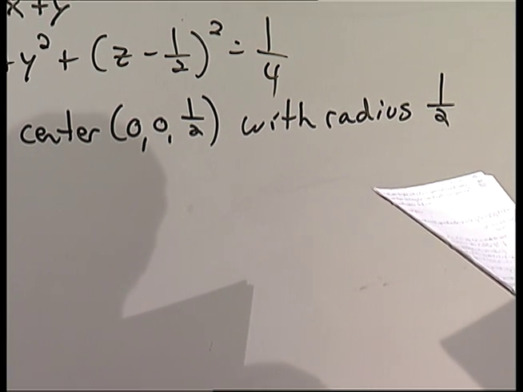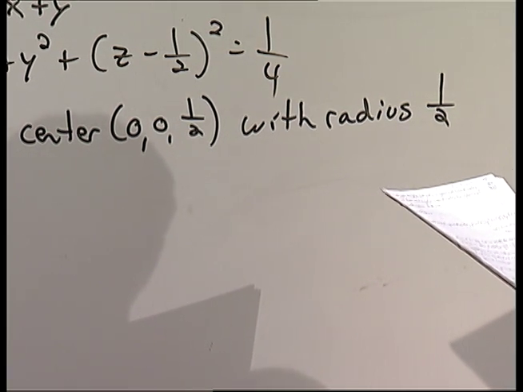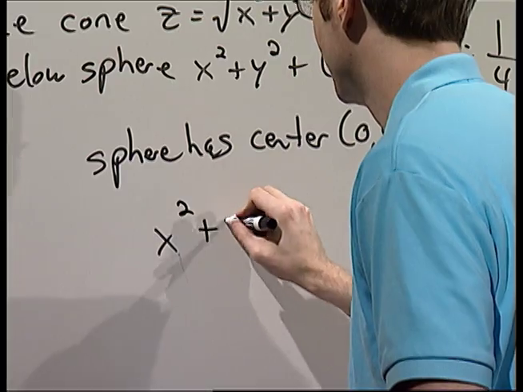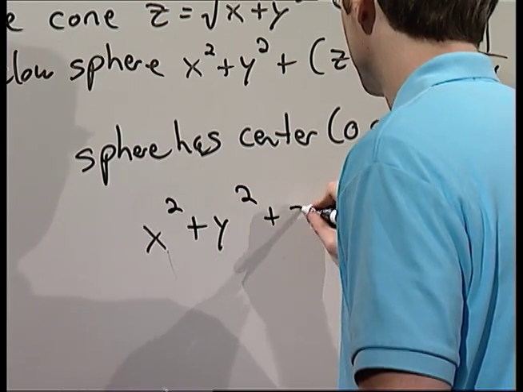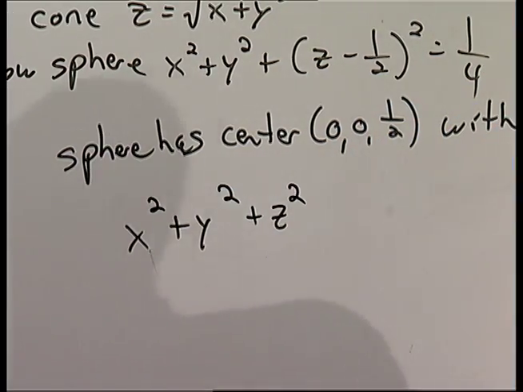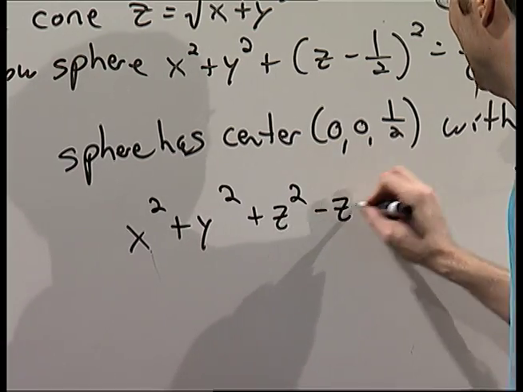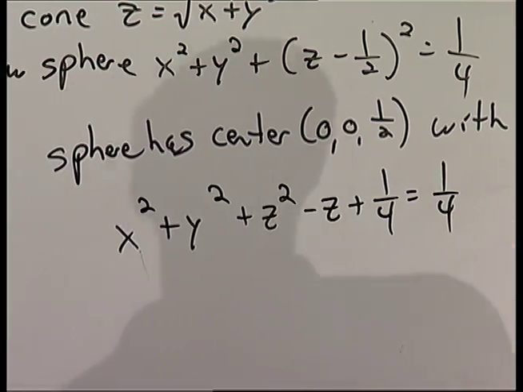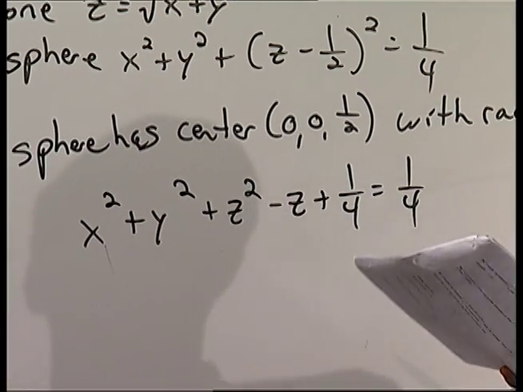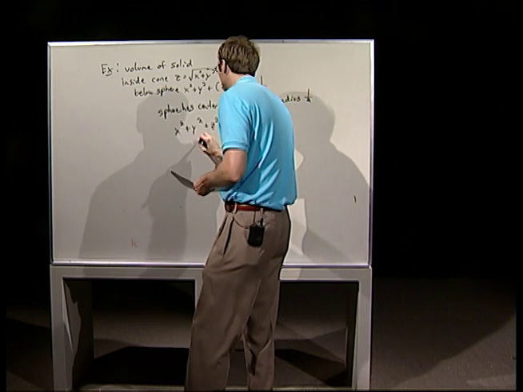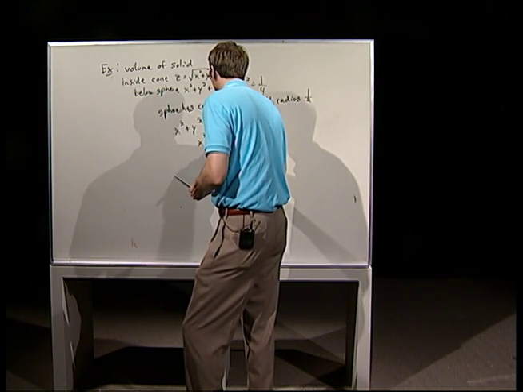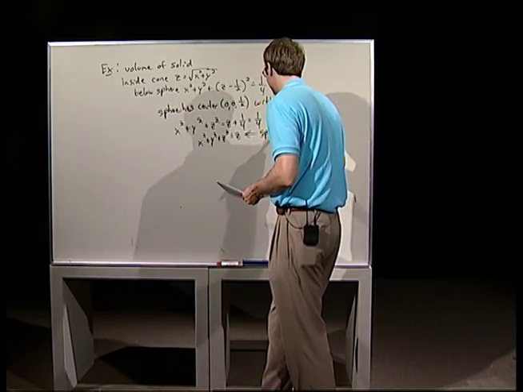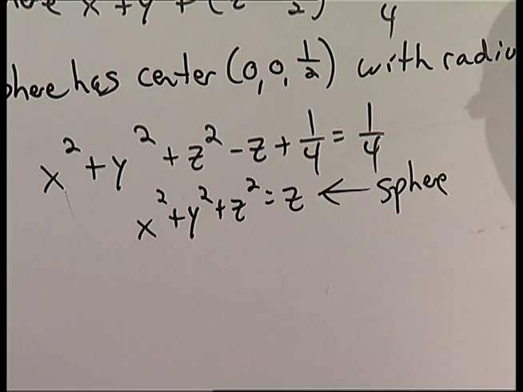Let's see here, what can we do? We can expand this out slightly to make that interior term. So if I do that, I get x squared plus y squared plus z squared minus z plus 1/4 equals 1/4, and that boils down to just x squared plus y squared plus z squared equals z. Right? That's the sphere. I just expanded this out, FOILed it out, and I got this.